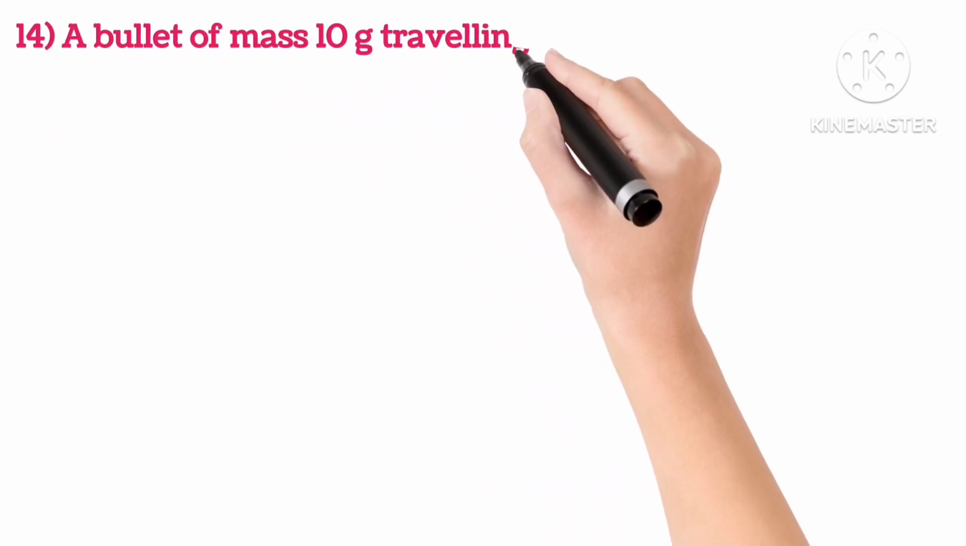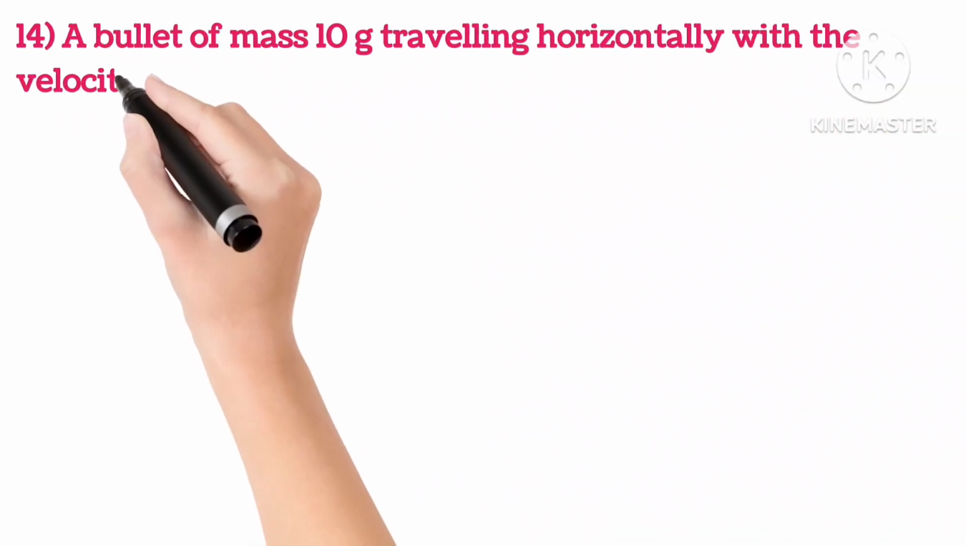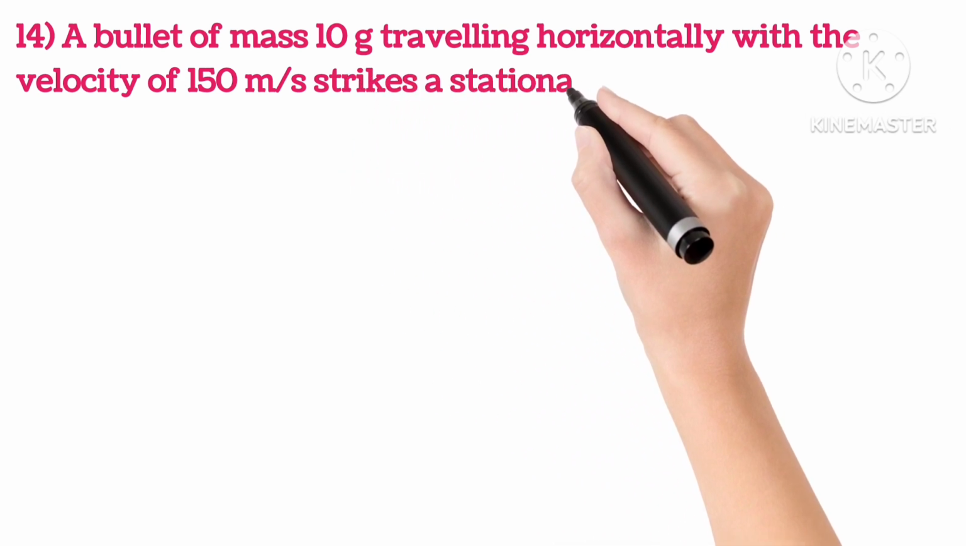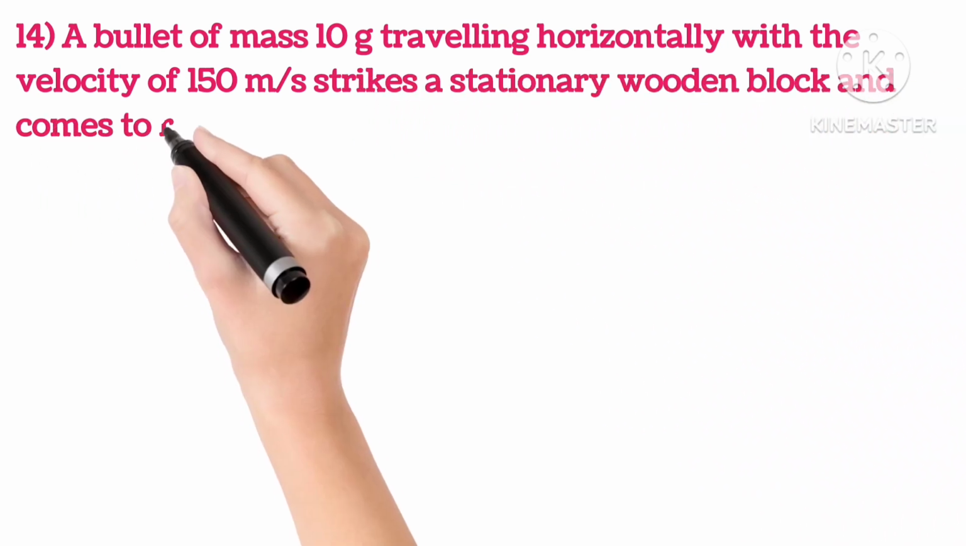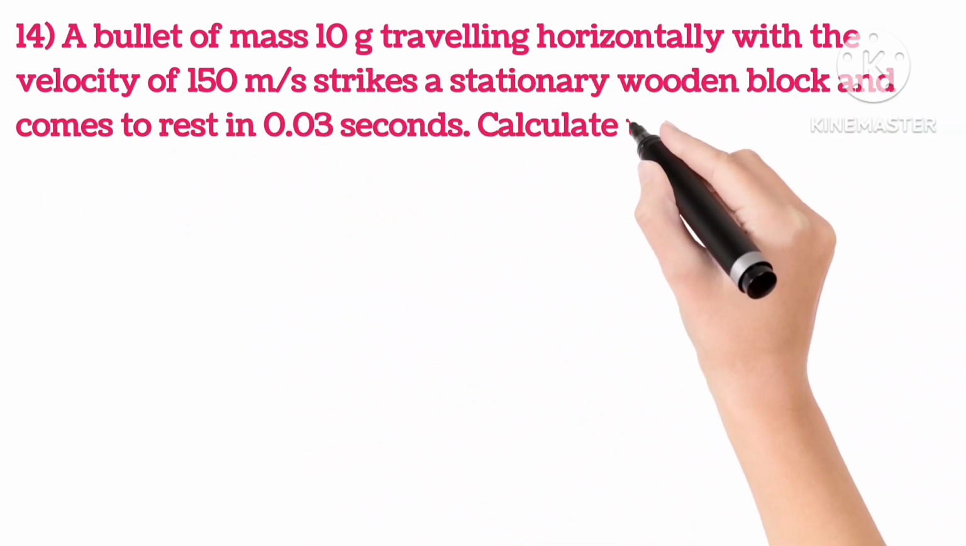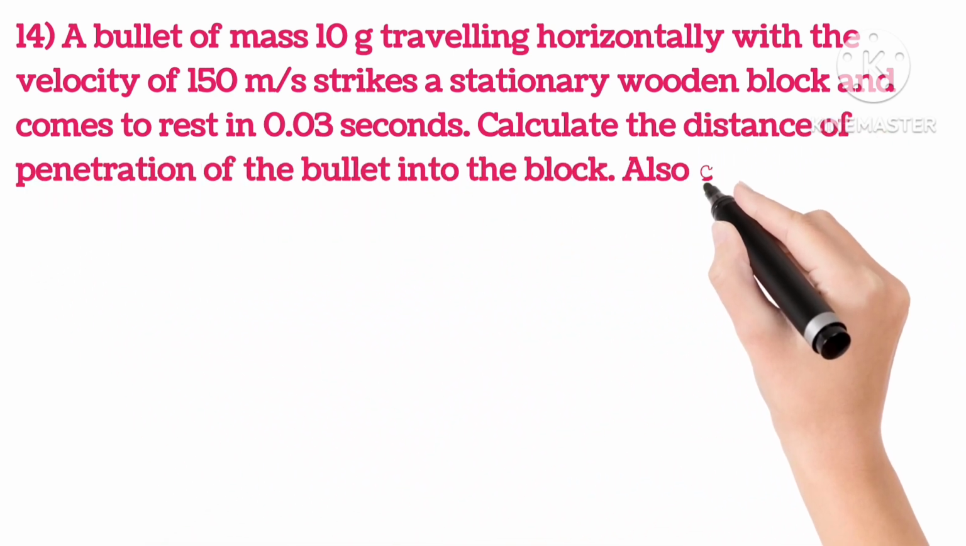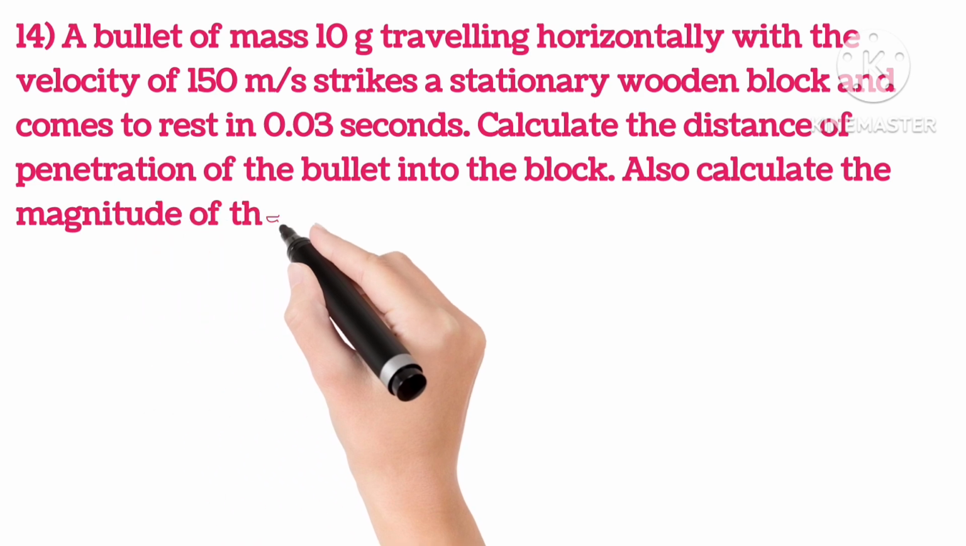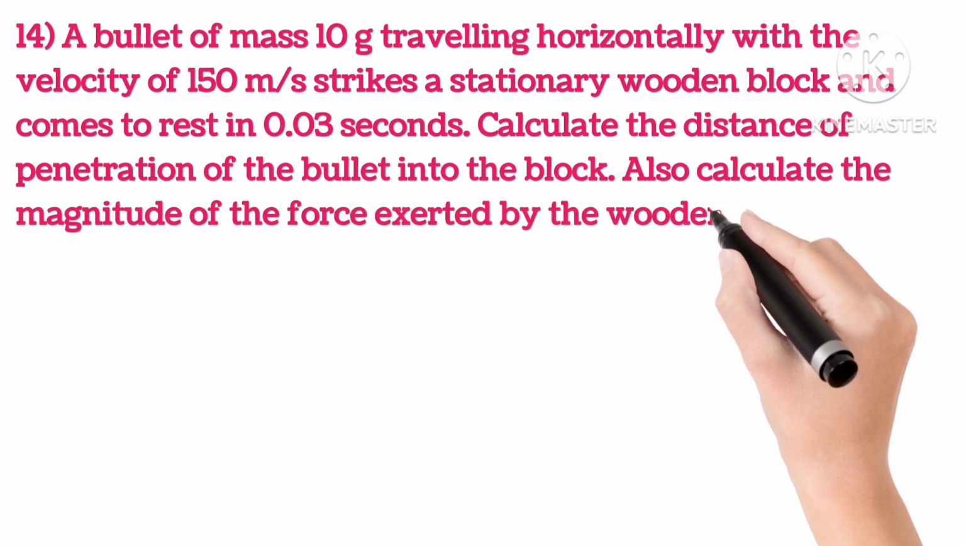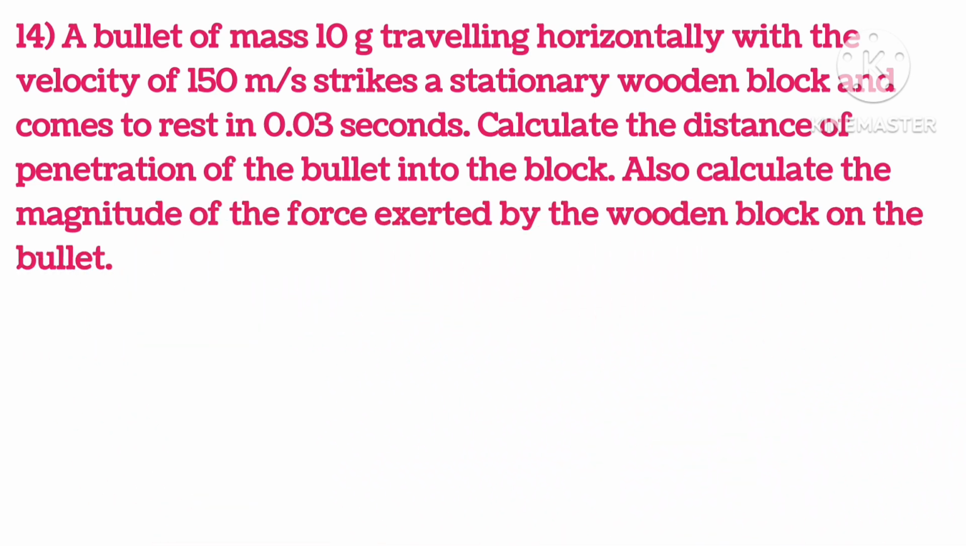A bullet of mass 10 grams traveling horizontally with the velocity of 150 meter per second strikes a stationary wooden block and comes to rest in 0.03 second. Calculate the distance of penetration of the bullet into the block. Also calculate the magnitude of the force exerted by the wooden block on the bullet.